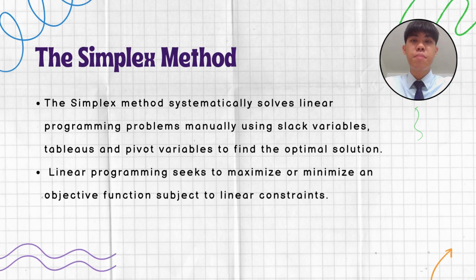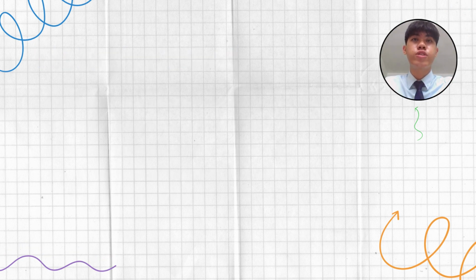The second method in management science that we find useful is the simplex method. The simplex method systematically solves linear programming problems manually using slack variables, tableaus, and pivot variables to find the optimal solution. Linear programming seeks to maximize or minimize an objective function subject to linear constraints.